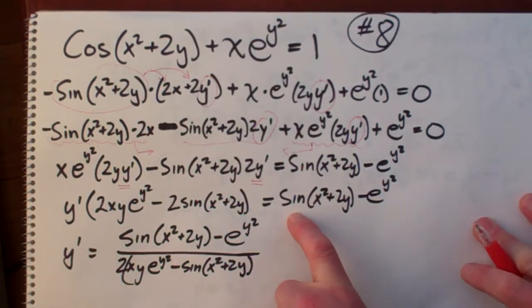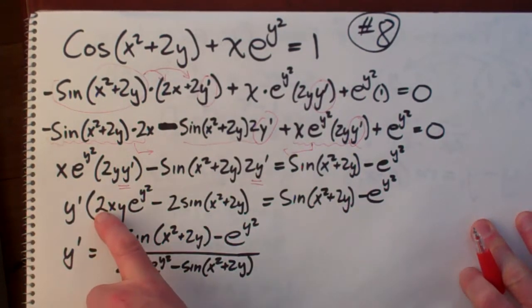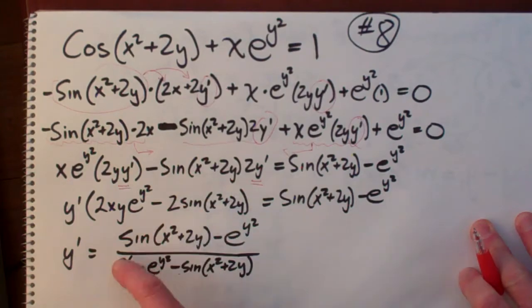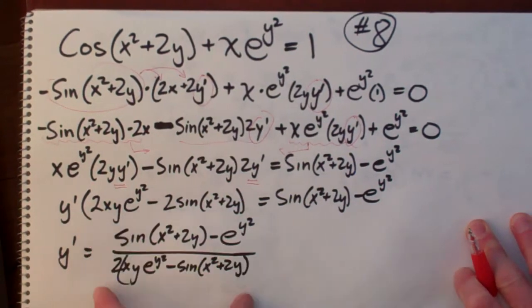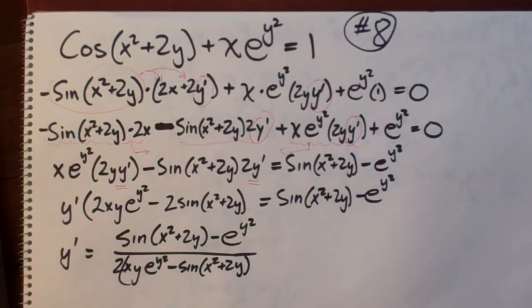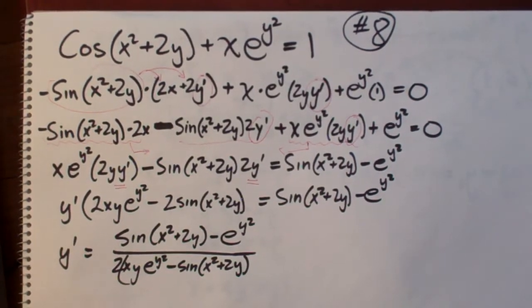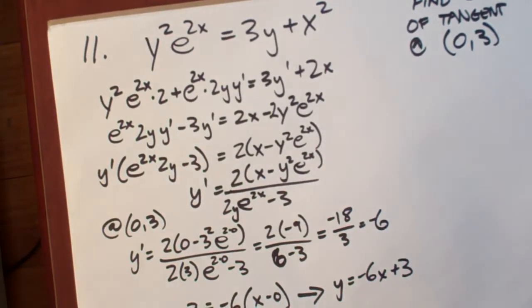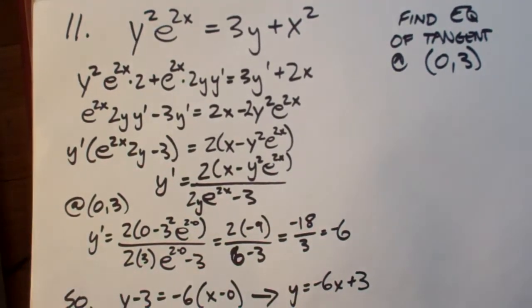Over on this side is sort of everything else. Once I've factored out my y prime, I just divide by that whole thing in the brackets, and there it is. Y prime is equal to this. Alright, so crazy, big, and ugly, but true. Alright. Next I'm going to do an example that's like number 10. So I'm going to do number 11. Alright, hopefully that all shows up.